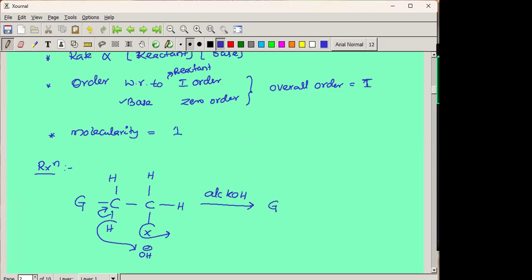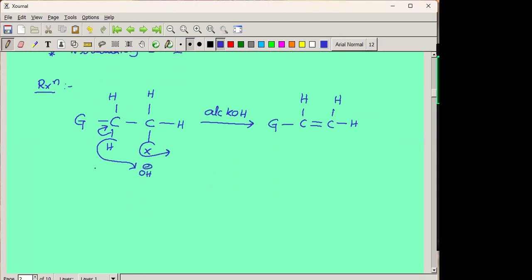So by that, what happened? There exists a bond between the 2 carbon atoms. This is the formal product. So what is the mechanism here? Now we discuss.